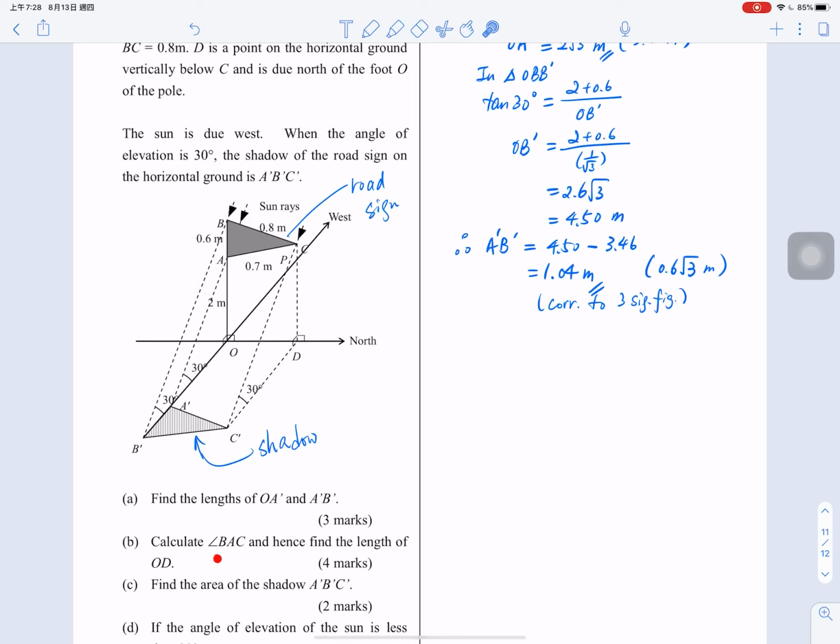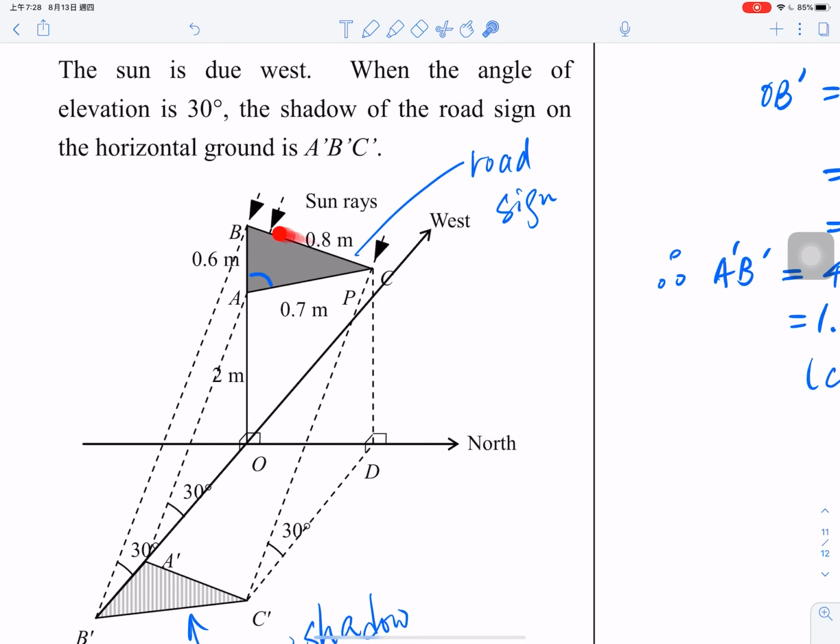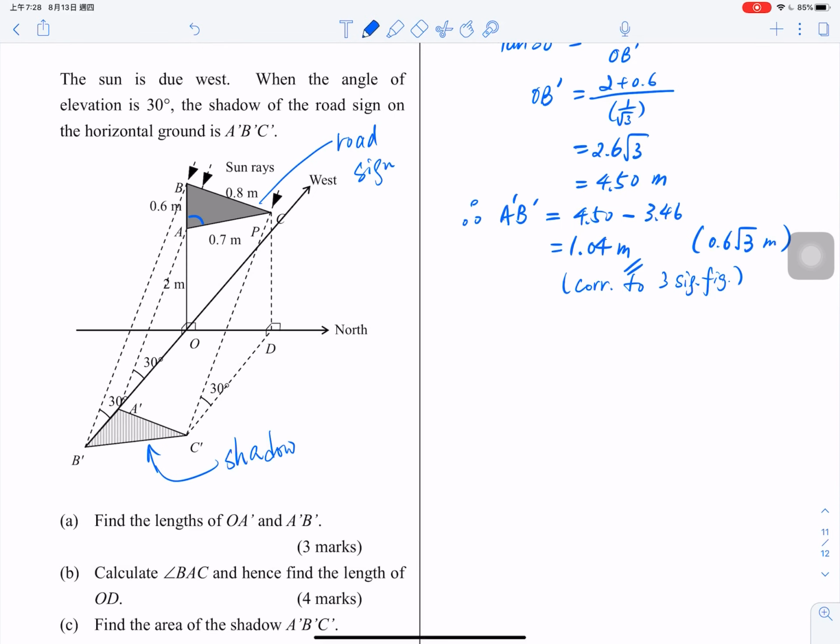Here, calculate angle BAC, that means this one. Okay, mark it here. Hence, find the length of OD. How to find this one? Anyway, find the angle BAC first. Enlarge this triangle. You know the length of 3 sides, so what can you do? Yeah, correct. Part B, by using the cosine formula.